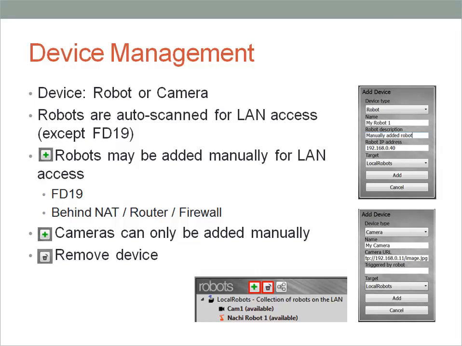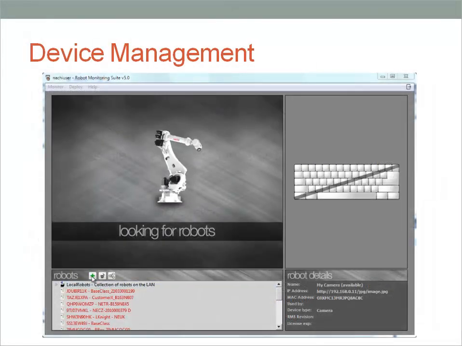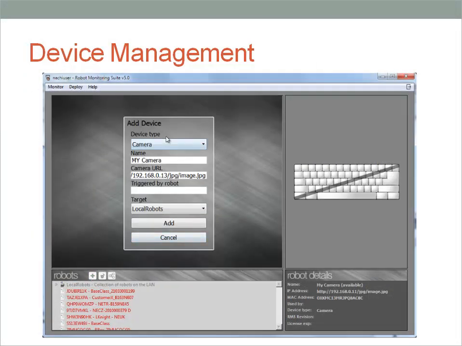This is required for FD19, or if for any reason you want to access a robot controller behind a network address translation or router or firewall. Press the green plus button and the Add Device dialog appears. From the device type you should select Robot and type the robot name, the robot description and the local area network IP address of the robot.